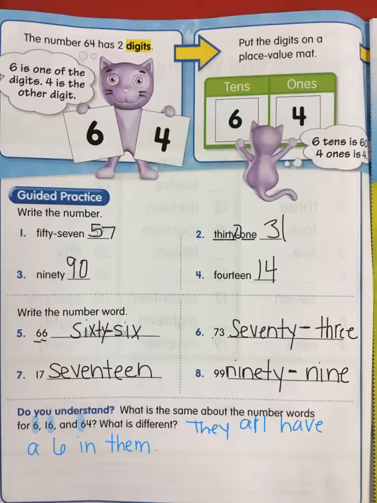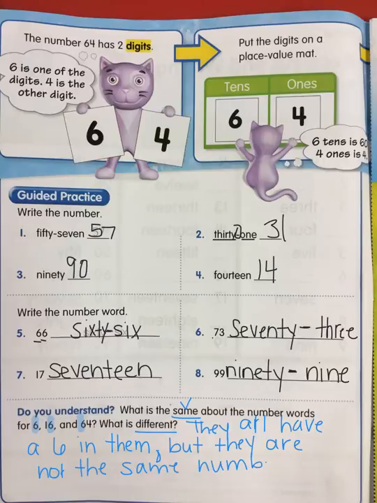Okay, so I've answered what is the same. So check. Now I have to do what is different. I'm going to put a comma, but they are not the same number. Remember, if you need to pause to write this, go ahead. Period at the end. So I'm going to read this to make sure it makes sense. They all have a 6 in them, but they are not the same number. Period. Yep. Okay. Go to the next side.